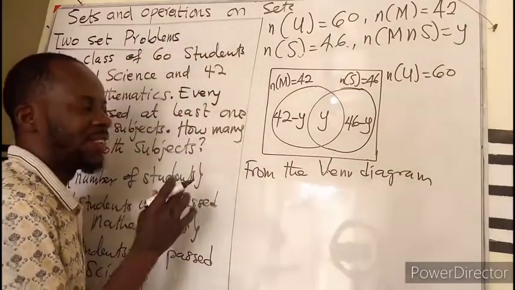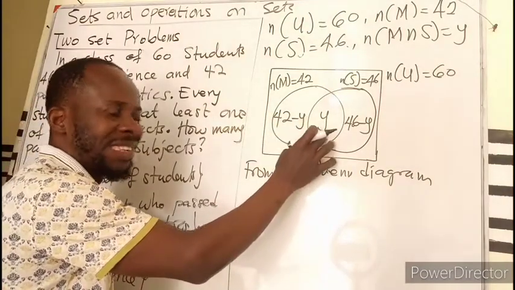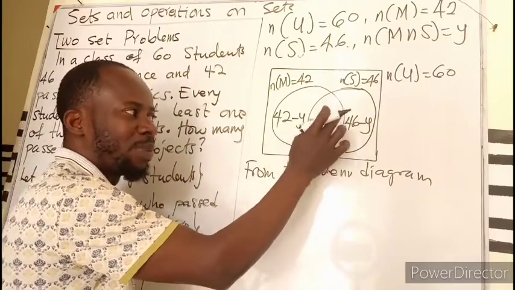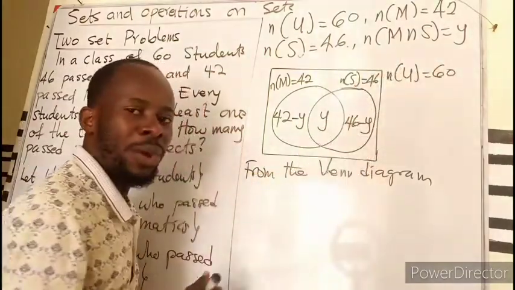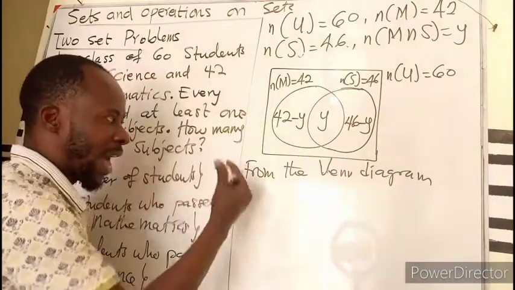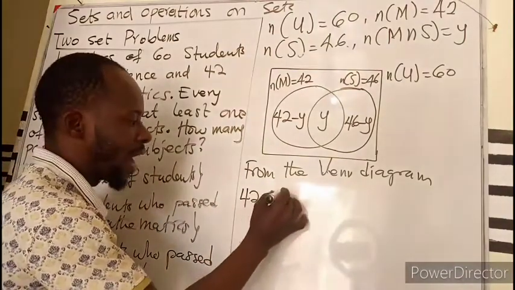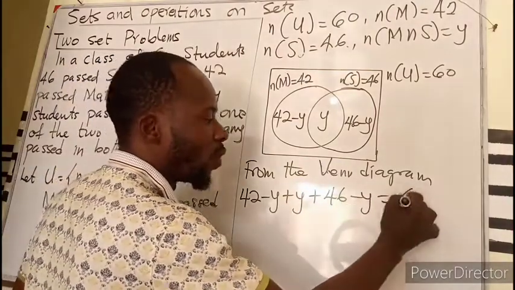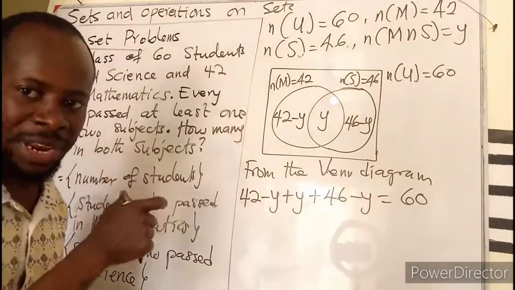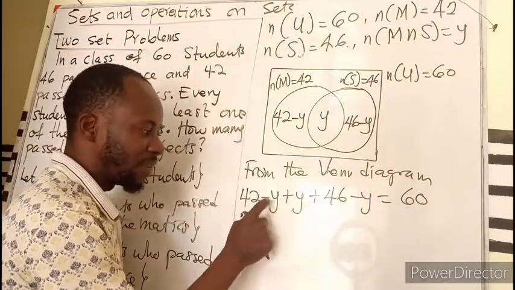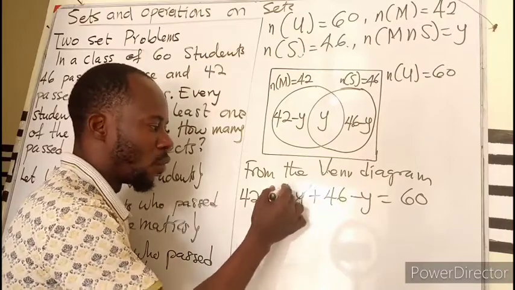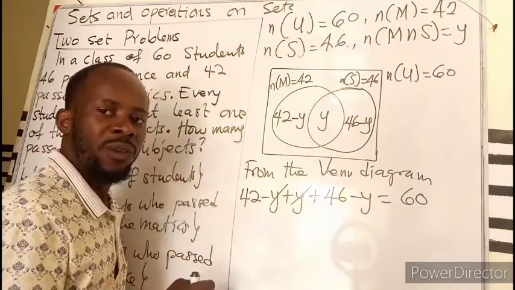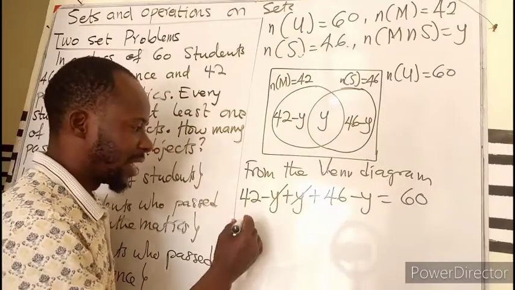from the diagram, we can see the complement plus the A only plus the intersection plus the B only should give us what? Our universal set, the second formula. So I can say that 42 minus Y plus Y plus this equals 60 per that formula. The minus Y plus Y will cancel, and I'm left with only 42 plus 46, and that will give us 88.